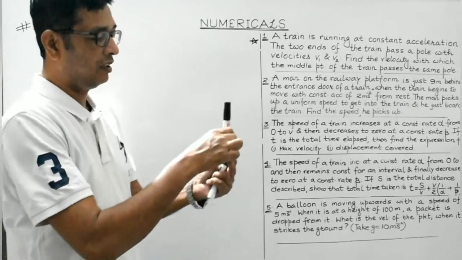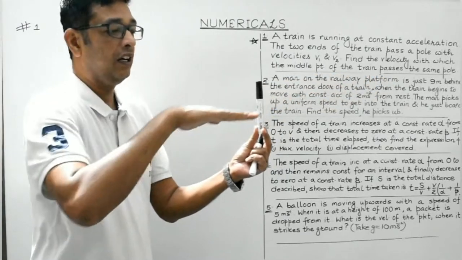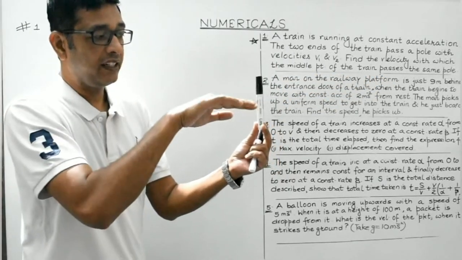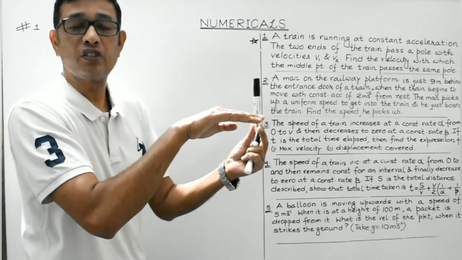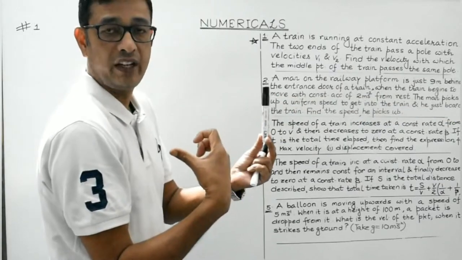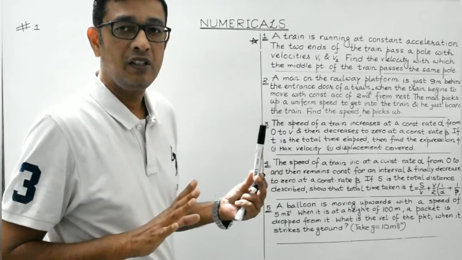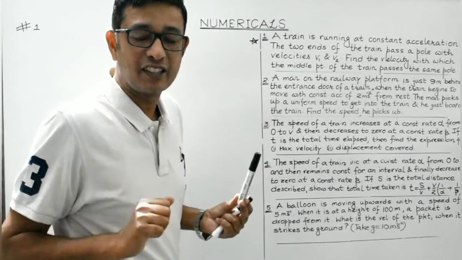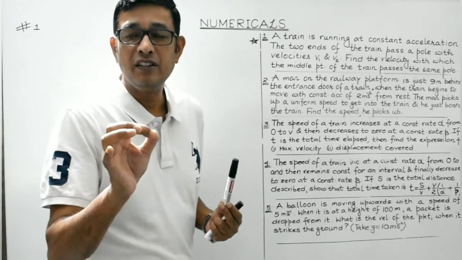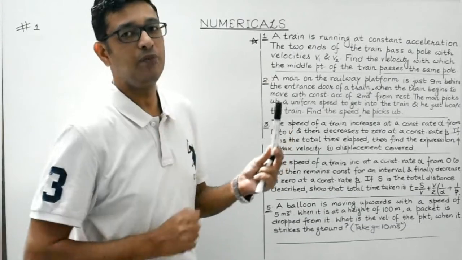Now look students, suppose this is the pole and this is the train, right? This is the front end and this is the back end. So when the front end crosses the pole, its velocity is v1. And when the last end of the train crosses the same pole, its velocity is given to be v2. And the train is in uniformly accelerated motion. What we are supposed to do is determine the velocity of the midpoint of the train when it crosses the same pole, right?